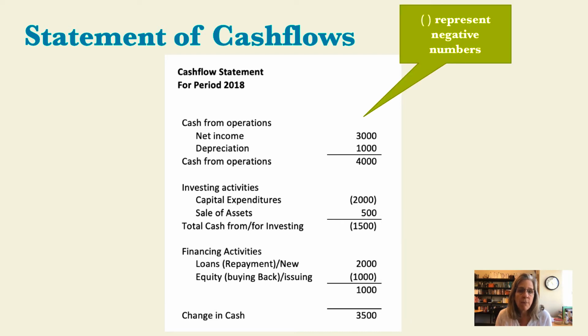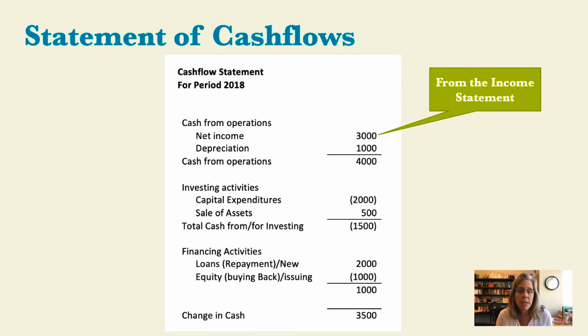The first thing I want to point out, though, is that in accounting, when you have parentheses around a number, it indicates a negative number. You can see there where it says capital expenditures is $2,000 with parentheses around it. That means it's negative $2,000.